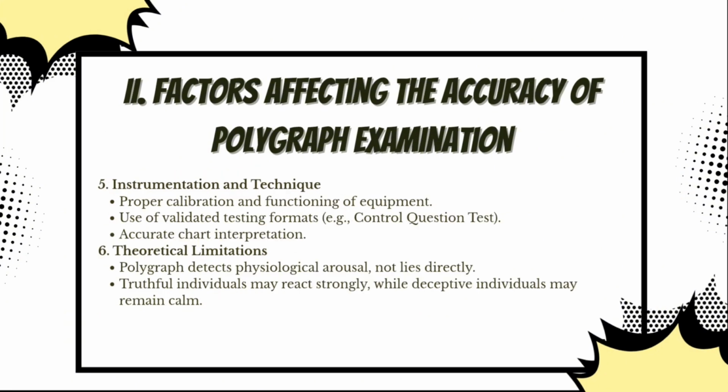Fifth is instrumentation and technique. The machine itself must be properly working. If it's not calibrated correctly, the results can be wrong. Also, the examiner must use proper technique and correctly interpret the charts.